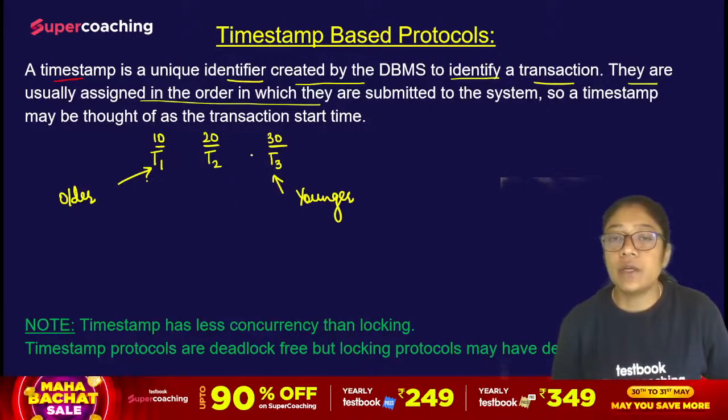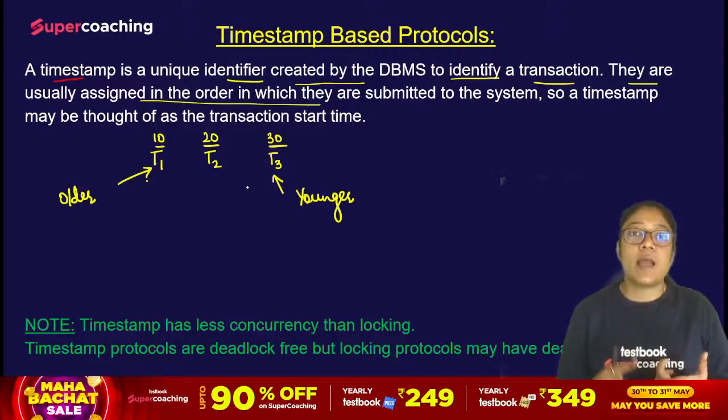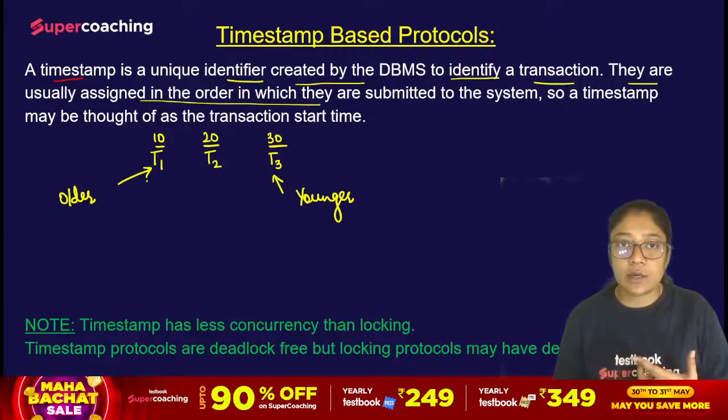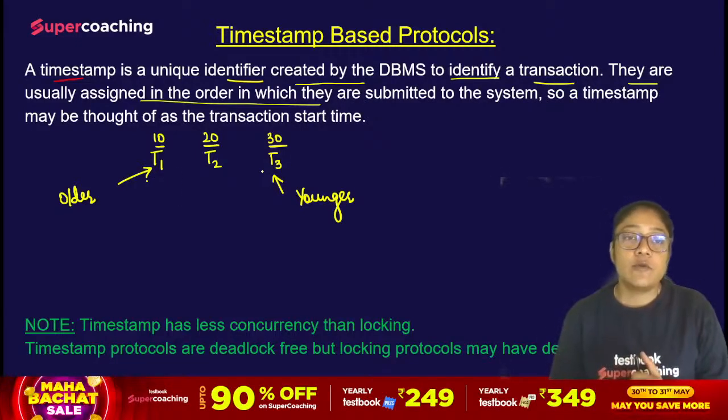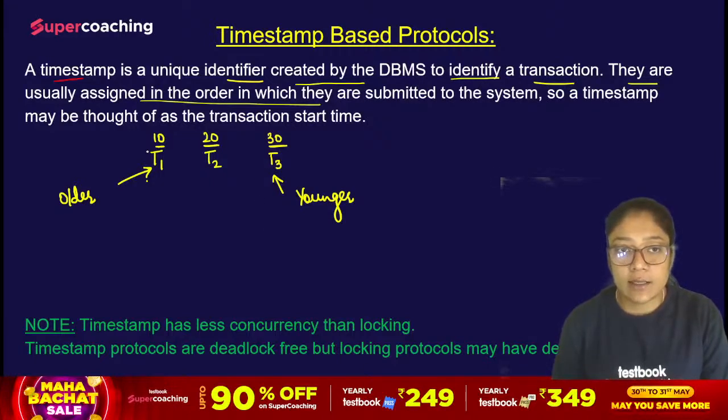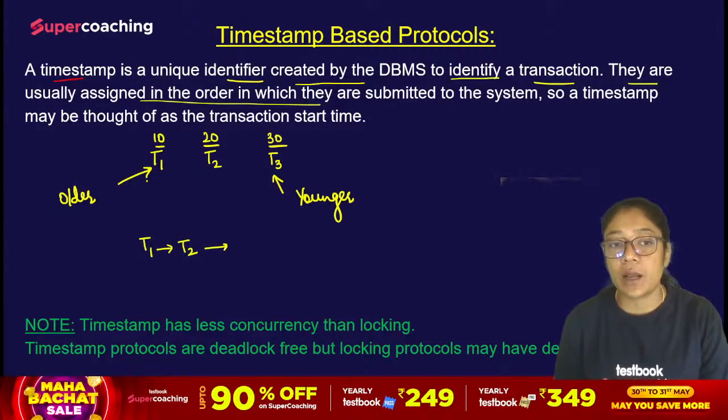So on the basis of the timestamp value, we can identify the older transaction and the younger transaction. Now, the possible order in which concurrent transactions can execute: the sequence is first T1 has come, after that transaction T2 is coming up, then transaction T3 is coming up. So the concurrent schedule order should be T1, T2 and T3.